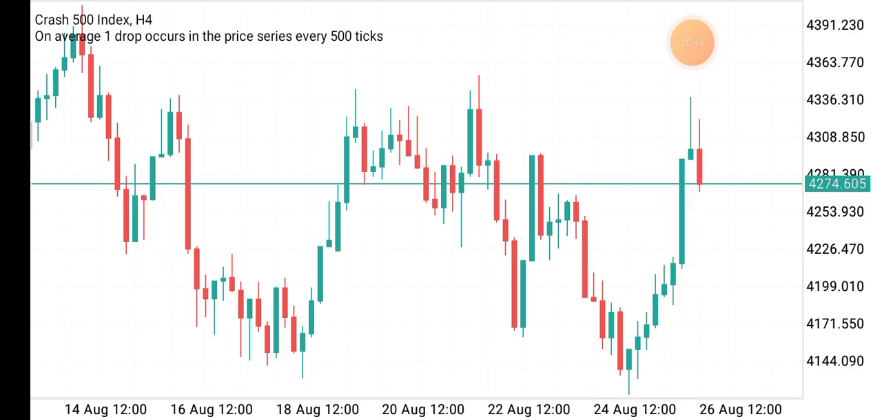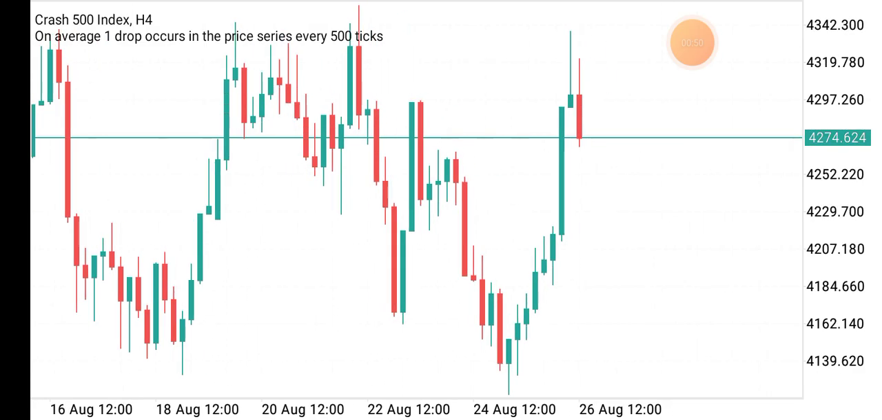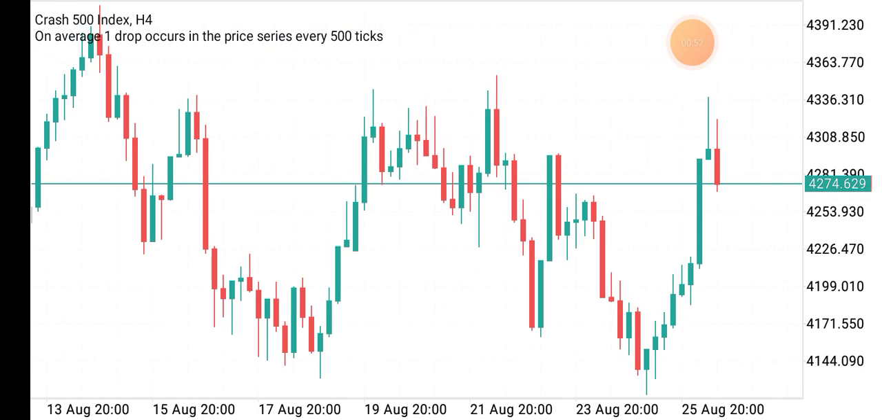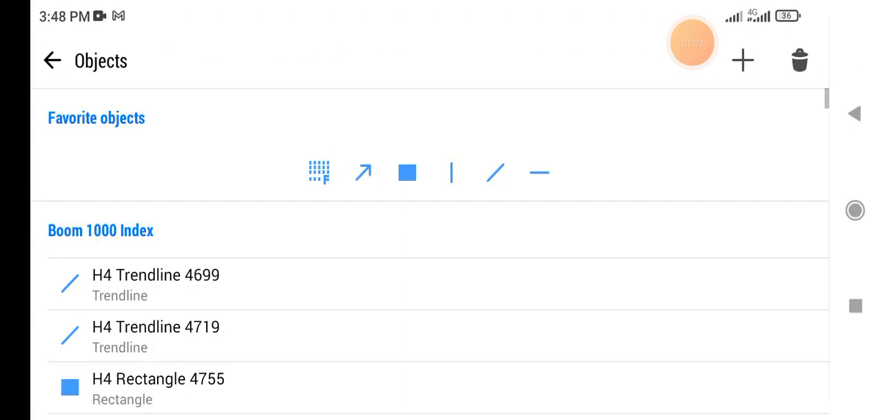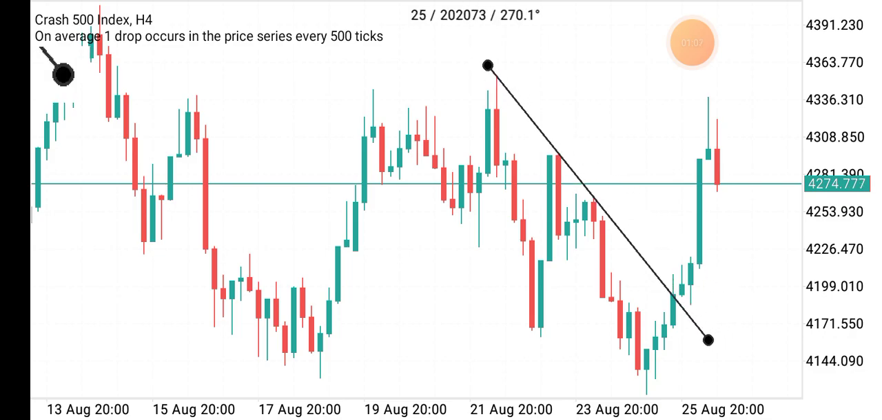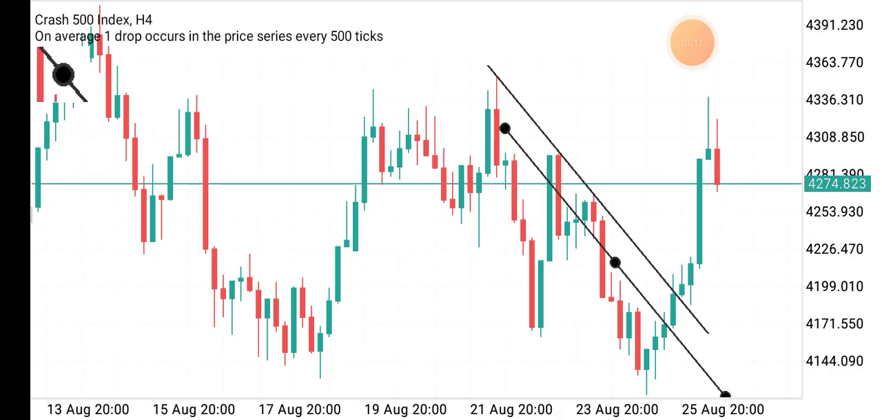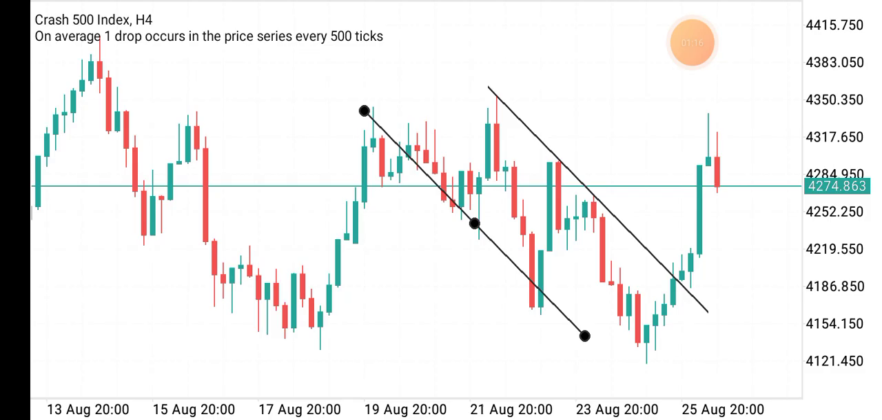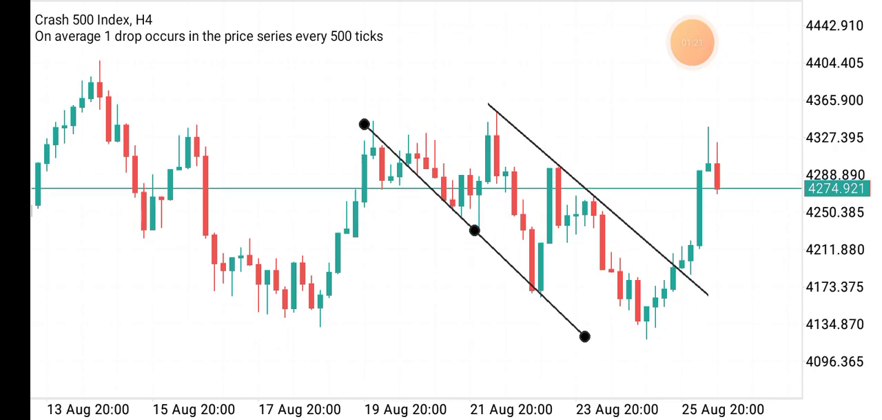All right, so the first thing you would have to do is, usually I start my analysis on a higher time frame. Like right now, you can see I'm on the H4, that is the 4-hourly time frame on Crash 500 Index. And first of all, you can see this pattern here. The market is creating a pattern right here where I've placed a trend line, and I will have to duplicate this trend line to put another one somewhere here. This is very perfect for it, a perfect place to place a trend line.